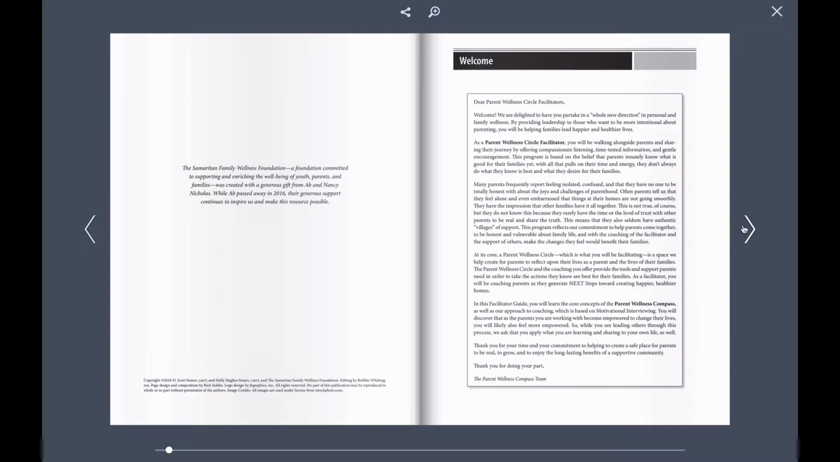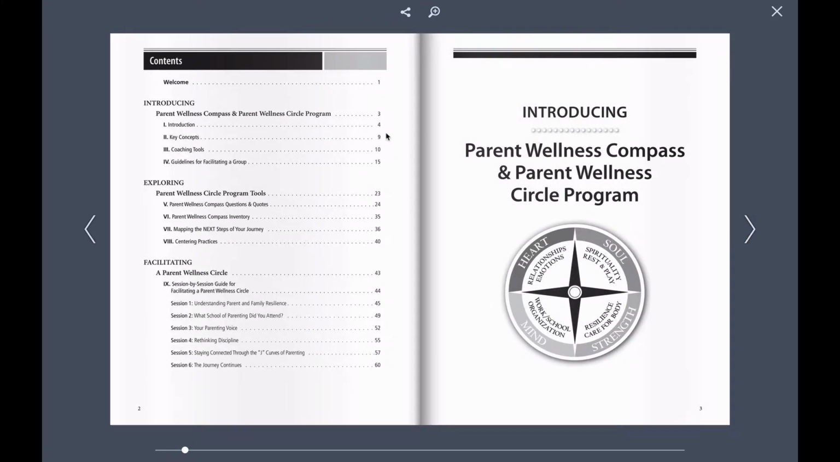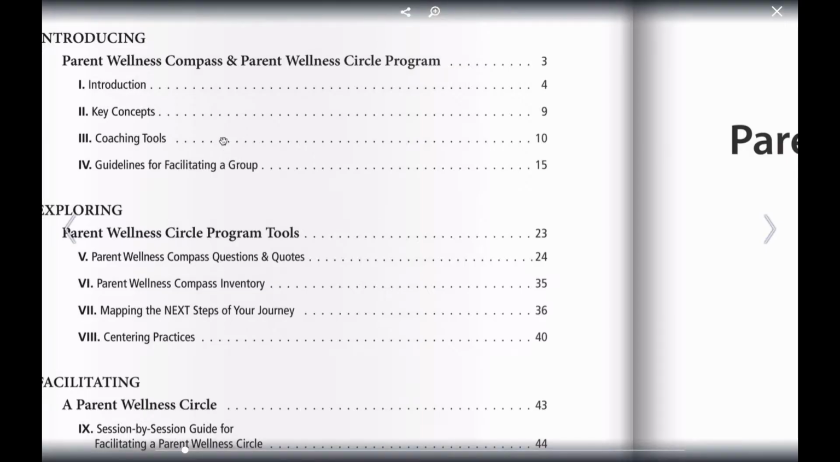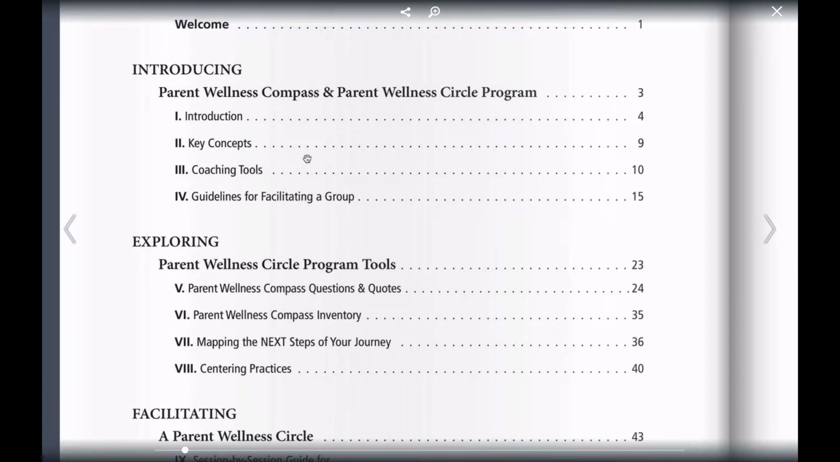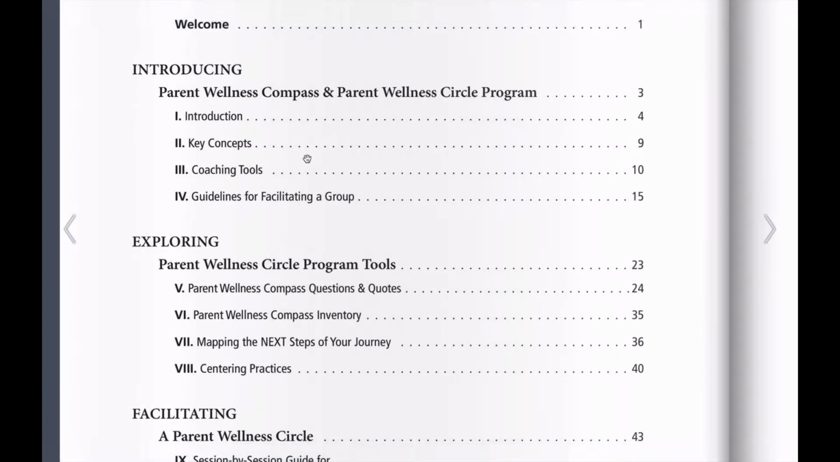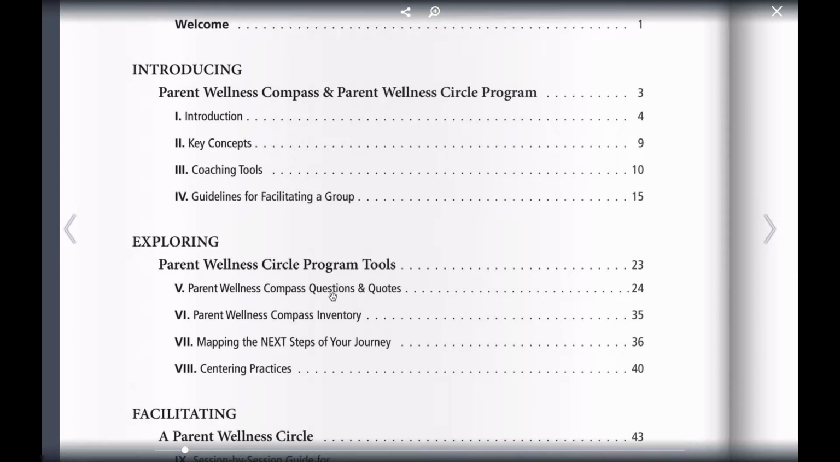You have a little familiarity with it from the previous tutorial. If you remember, we talked about how the first two sections, introducing and exploring, go over some of the key concepts and the theoretical underpinnings for the Parent Wellness Circle program. Some of those key concepts will come up in session one, and we do a deep dive into them here, specifically the Parent Wellness Compass inventory, an overview of the Parent Wellness Compass, and then mapping the next steps of your journey and centering practices.